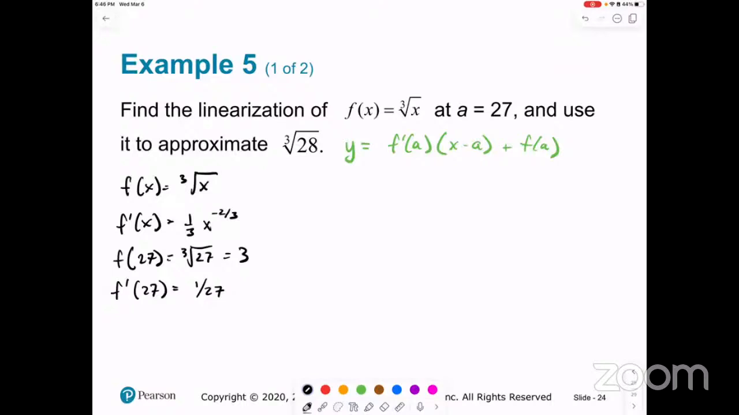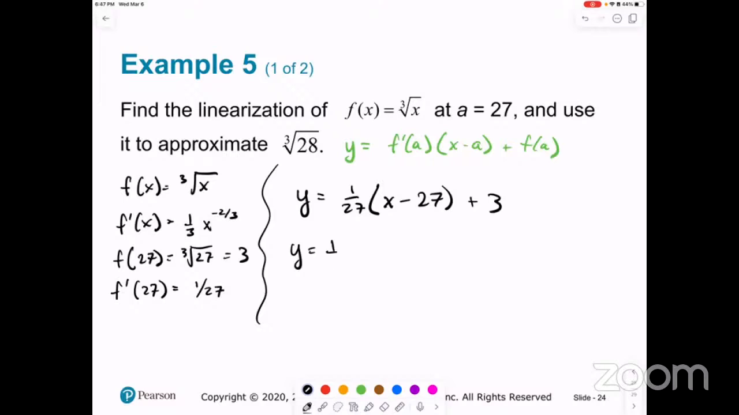Okay. All right. So then the equation of our line, we're going to have y equals f prime of a, so we got 1 over 27. Our a is 27 and our f of a looks like it's a 3. Okay, so then we can simplify this guy: 1 over 27 x.